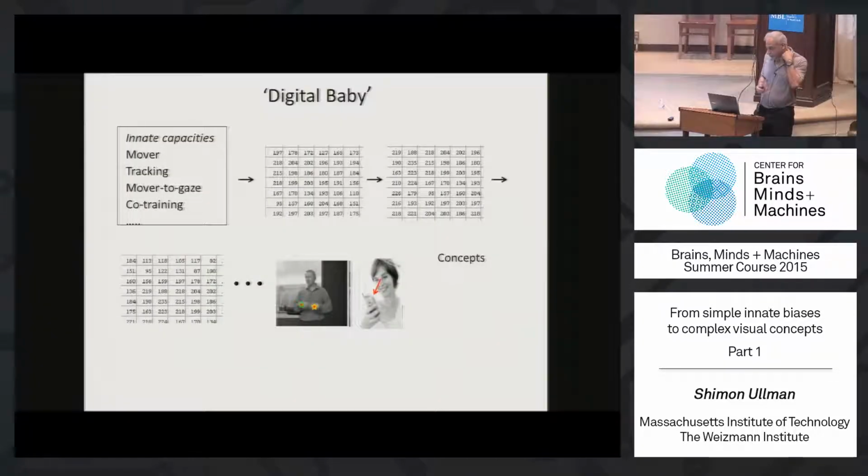This is to me a part of a larger project which we call the digital baby, which is an extension of this. We really want to understand what are all these various innate capacities that we are born with cognitively, and we mention here a number of suggested ones: the mover, how the mover can train gaze, and the co-training of two systems. And some of these things we think are happening innately before we begin to learn.